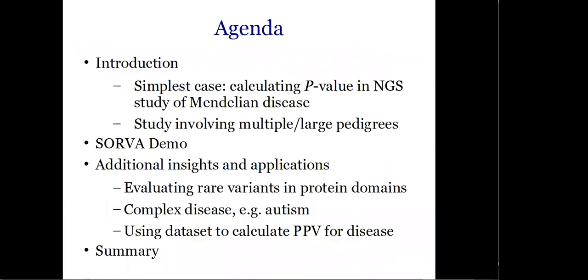First, I'll be going through the simplest case of how you would calculate a p-value if you've sequenced individuals causal for a Mendelian disorder and you want to interpret your rare variant findings. Next, I'll move on to some more complex cases and give a brief demo of the software tool. And finally, I'll go through some additional applications such as evaluating rare variants in protein domains and how you would use this tool for studies of complex disease such as autism.